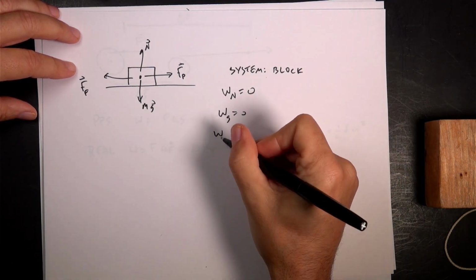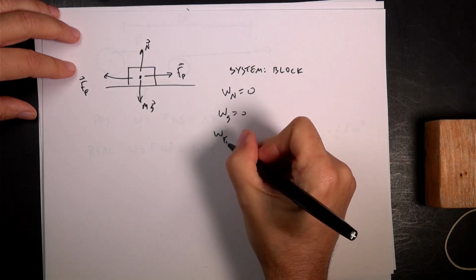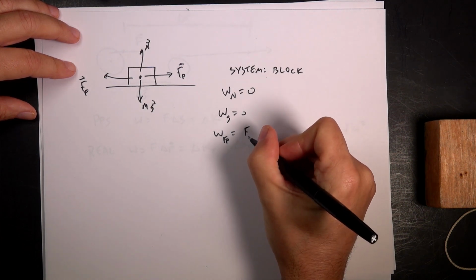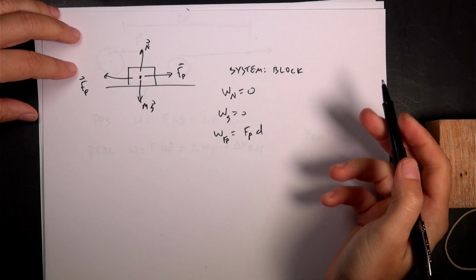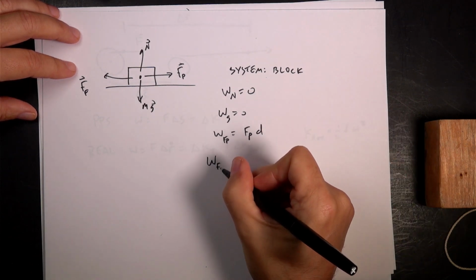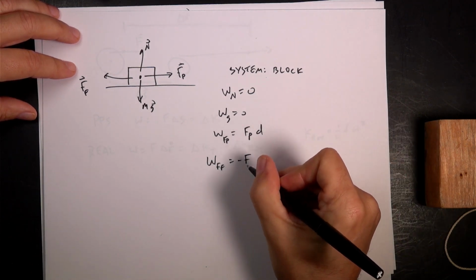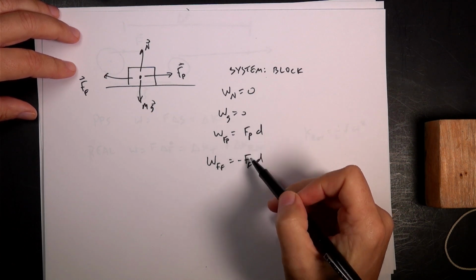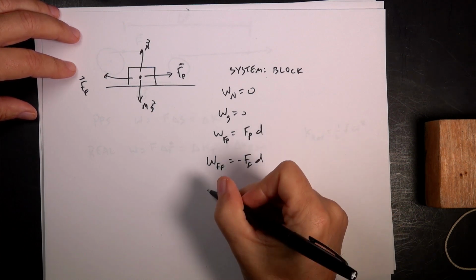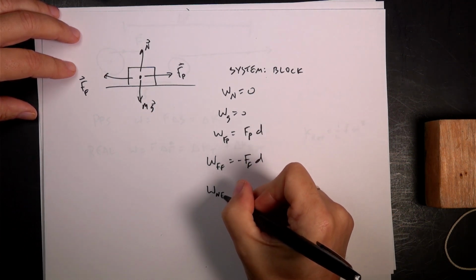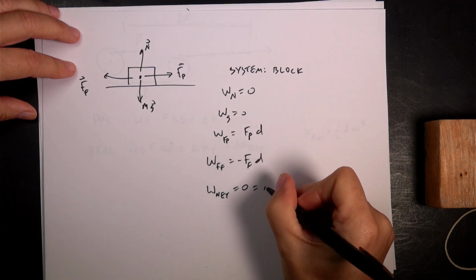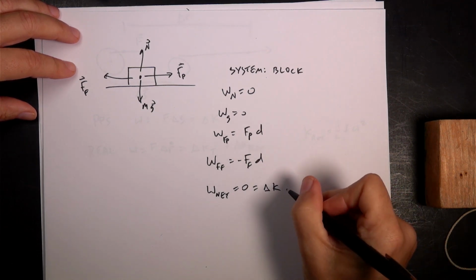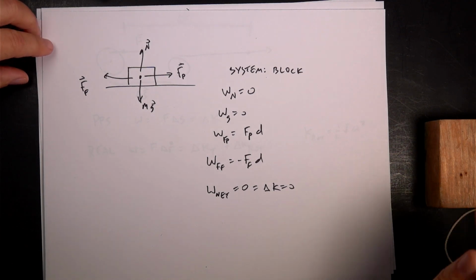The work done by the push, Fp, is going to be Fp times some distance that it moved, and then the work done by friction is going to be equal to negative F friction d. And these are the same thing, so these two works are the same. So the total net work is equal to 0, and that's the change in kinetic energy, which is 0. And everything seems to work out fine.